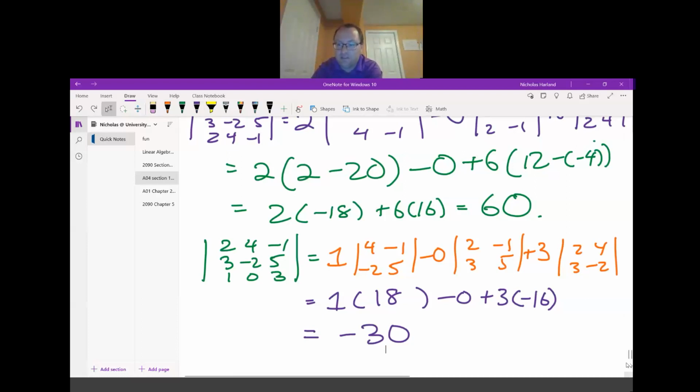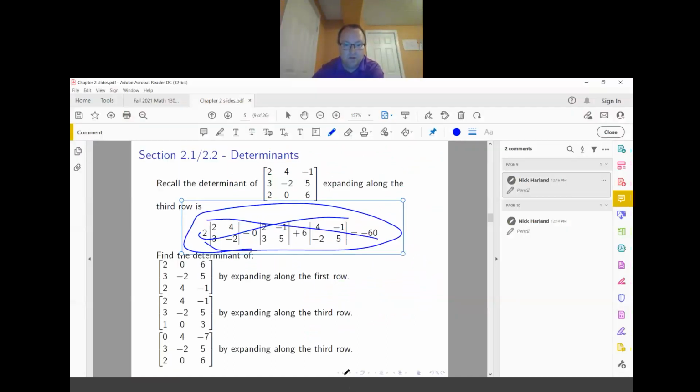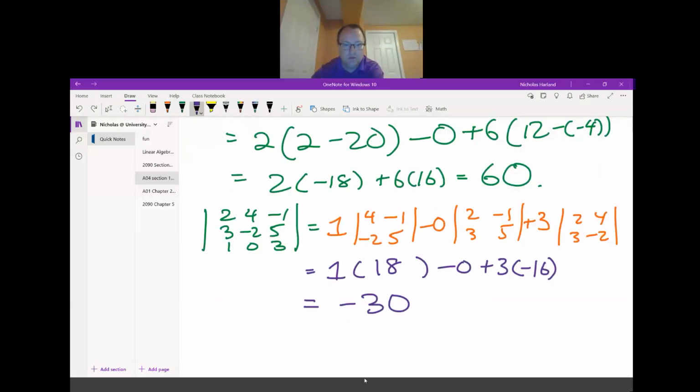All right, the trickiest one, and if you have a question about that, feel free, but the trickiest one is the last one. So 0, 4, negative 7, 3, negative 2, 5, and the last row will keep the same. So again, expand this thing along that same third row.